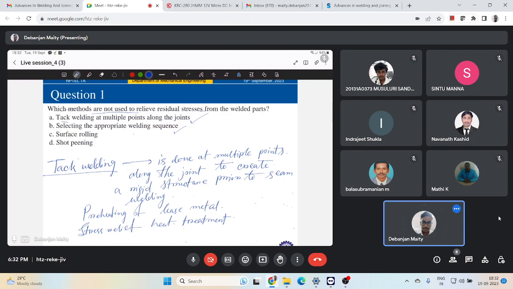So shot peening is basically we use this shot peening to improve the resistance to fatigue actually. So this is a process which is specifically designed to enhance the fatigue strength of components which are subject to some high alternating stress.